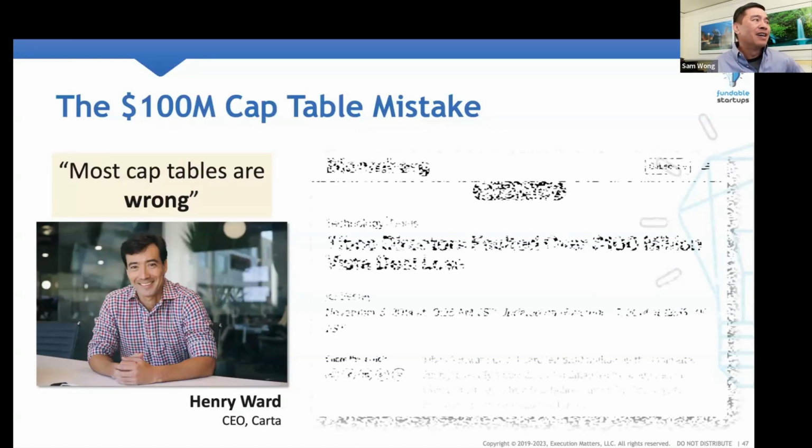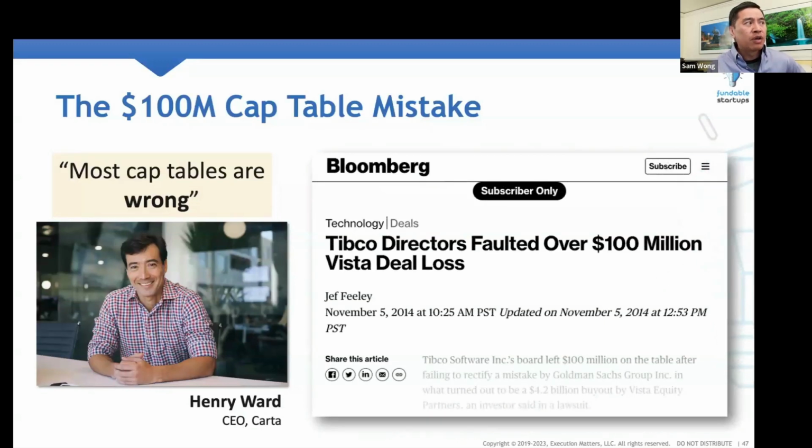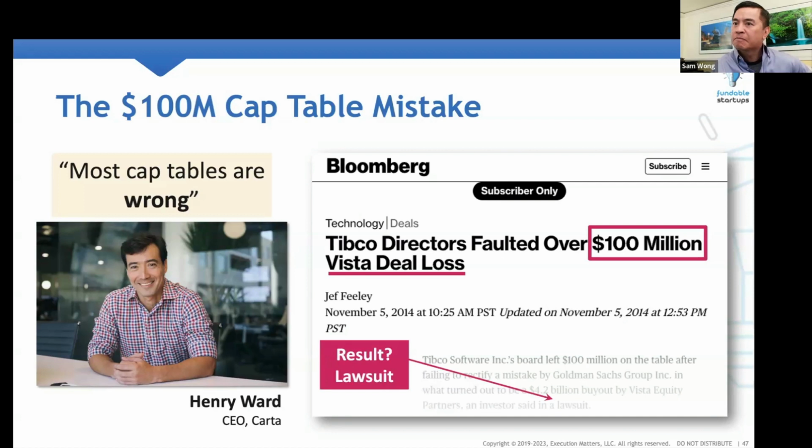Okay. There is an actual situation where Tibco, a company whose middleware software I actually used to integrate and sell, got acquired for $4.3 billion. But there was a cap table problem. And that cap table mistake resulted in a $100 million error. That $4.3 billion acquisition turned into a $4.2 billion acquisition. $100 million was unable to be realized, which resulted in a big fat lawsuit.